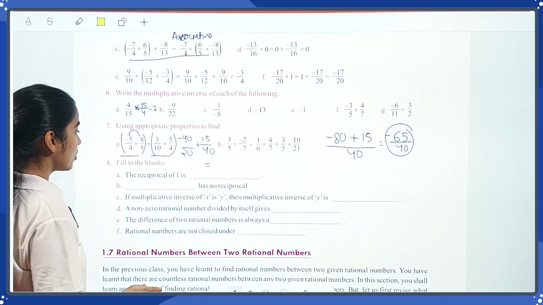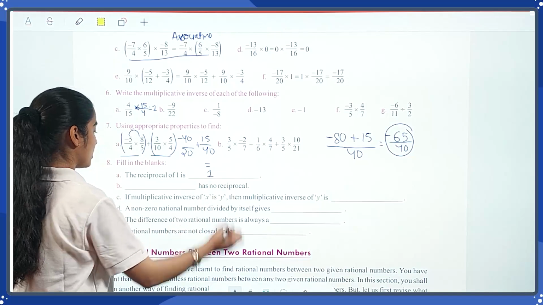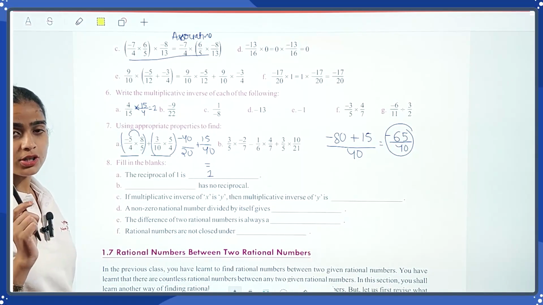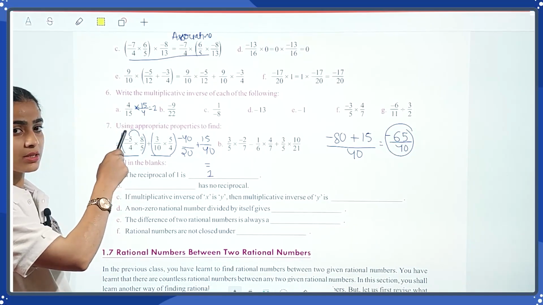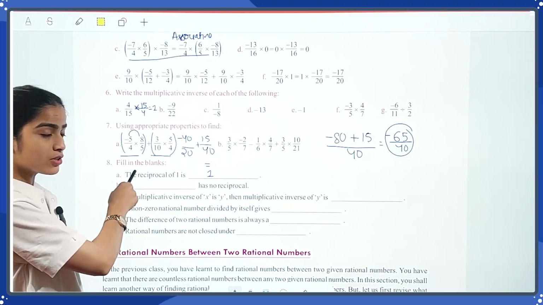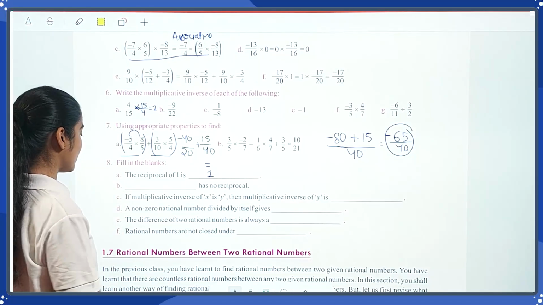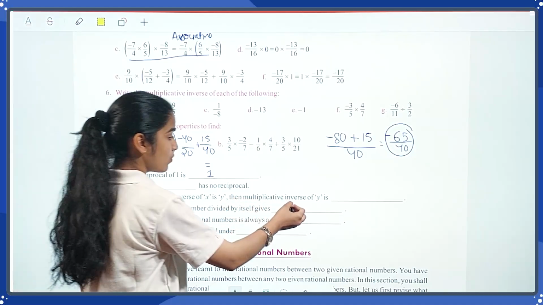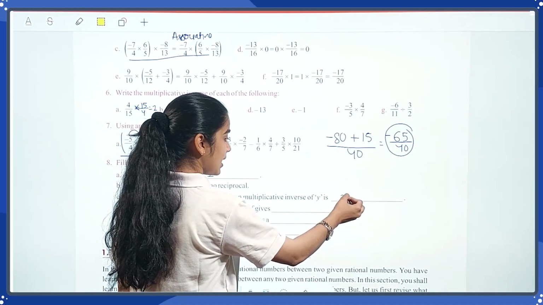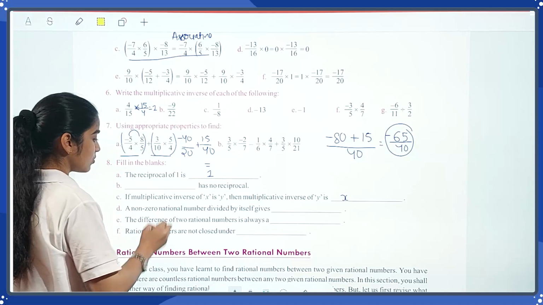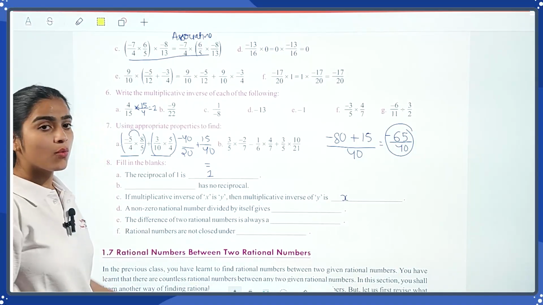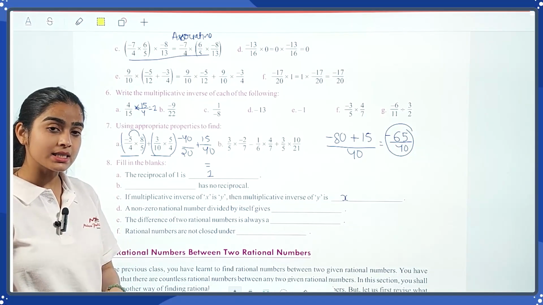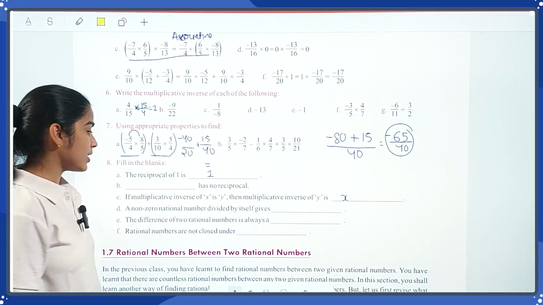Now the reciprocal of 1 is 1. Dash has no reciprocal. Which one has no reciprocal? This is your task. Okay, I already explained it to you in a previous concept, so you have to go there, concentrate, and then write the answer here. If the multiplicative inverse of x is y, then the multiplicative inverse of y is x. Next, a non-zero rational number divided by itself gives what? If a non-zero rational number is divided by itself, what will you find? You have to give the answer here.